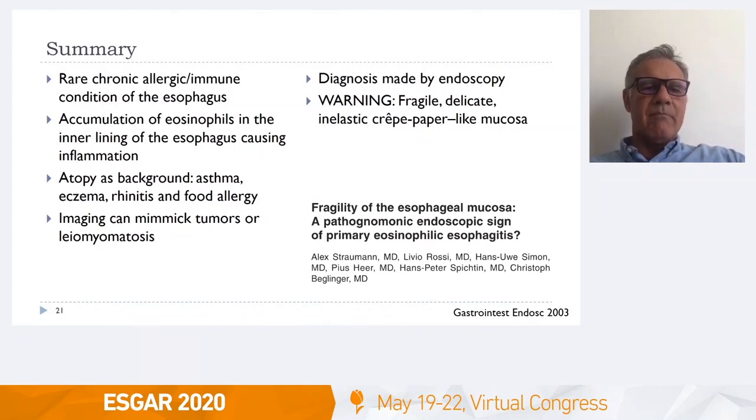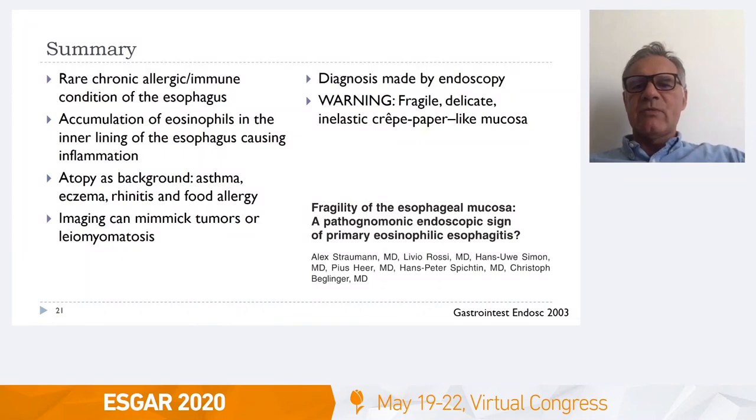So the background, the pathophysiology, is the accumulation of eosinophils in the inner lining of the esophagus, which causes inflammation. Atopy is always found as a background, with asthma, eczema, rhinitis, or food allergy. And remember that these anomalies can mimic tumors or leiomyomatosis. And this patient, at the very beginning, I can tell you now, was referred to us for a suspicion of leiomyomatosis.